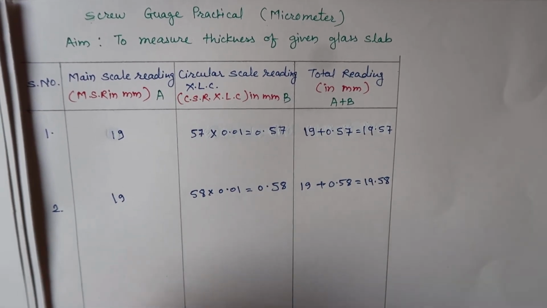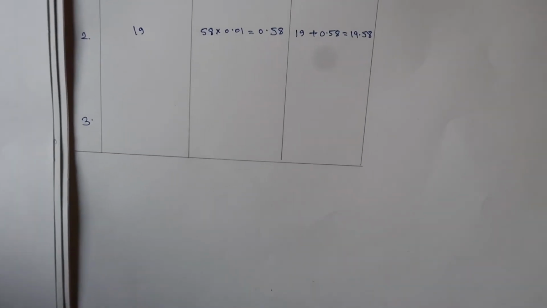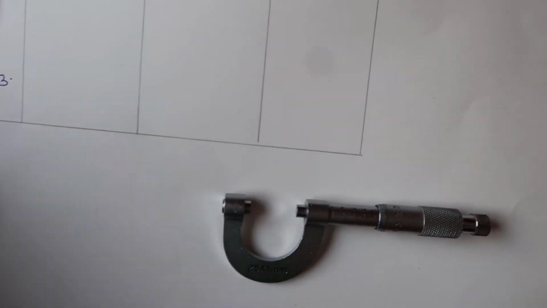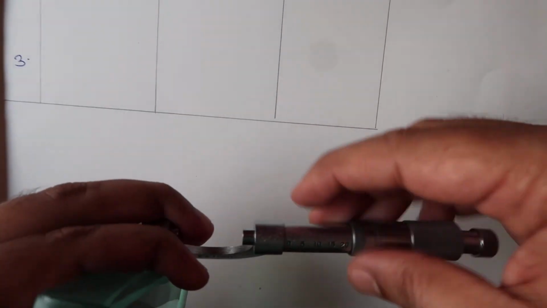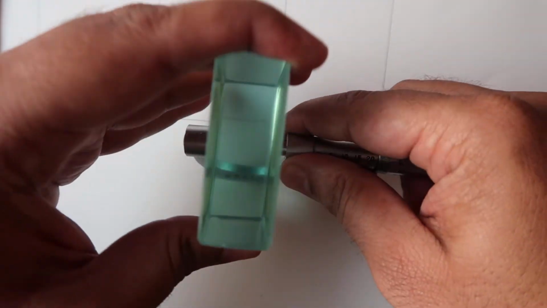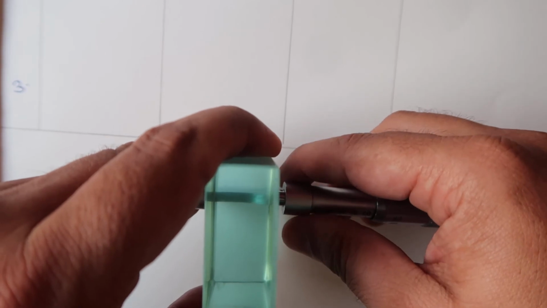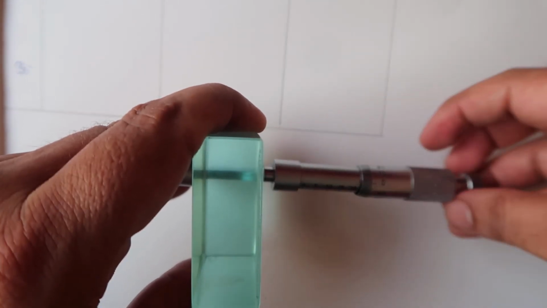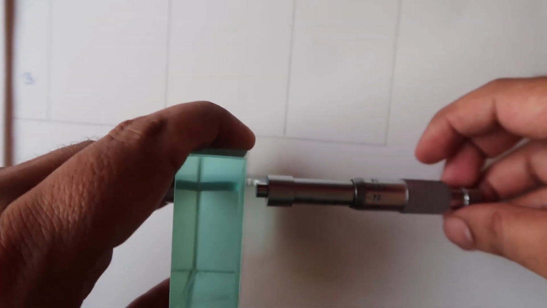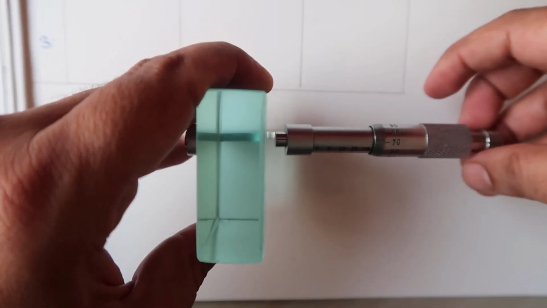Now take one more reading. 3 readings would suffice, and finally you can calculate the average. Yeah, so this time, okay, let us try this side and try various positions. Now we have tried 3 different positions. This is third one.